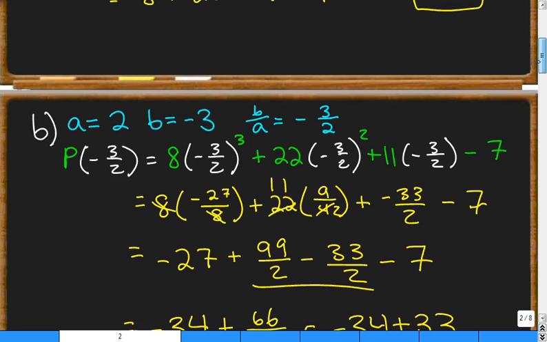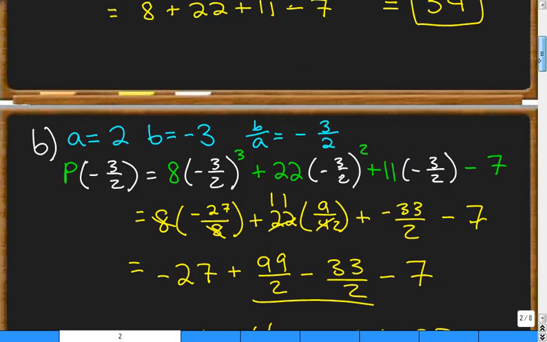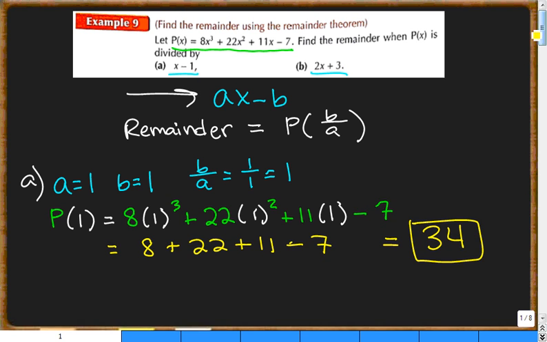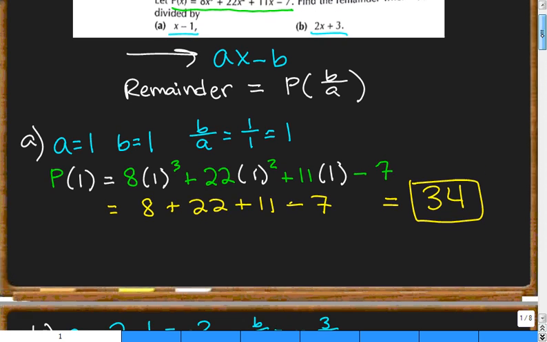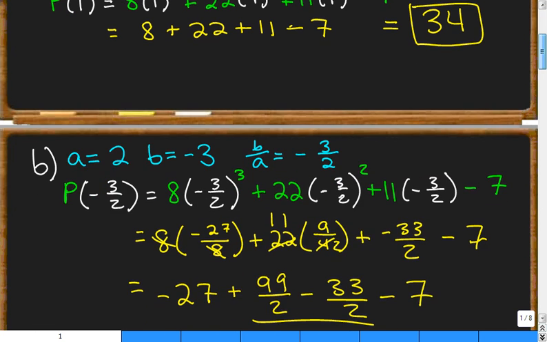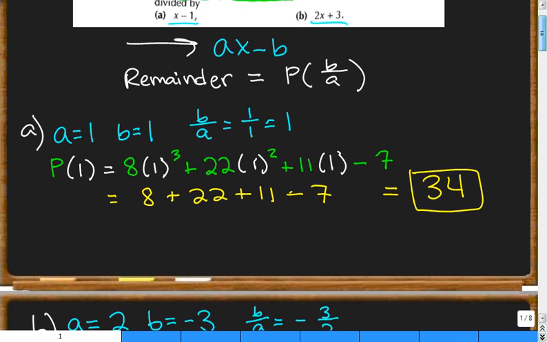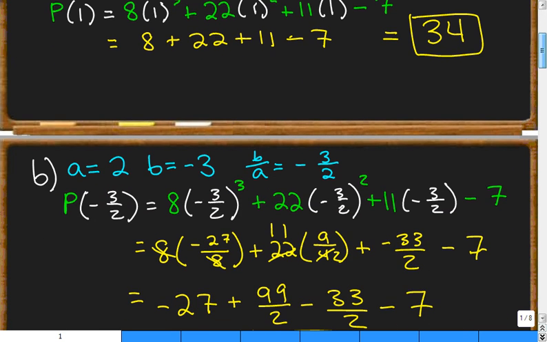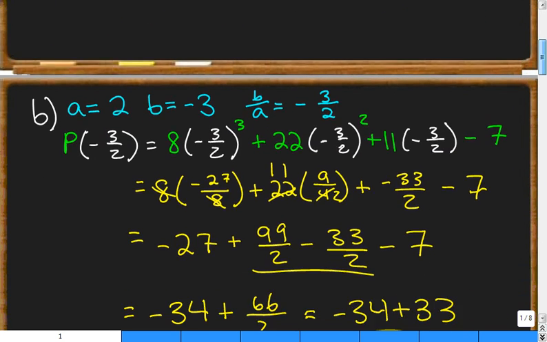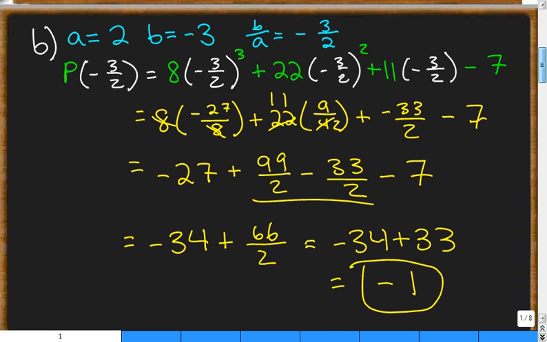So in each of these problems, we're taking our p of x and dividing by different numbers. And depending on what that is, we're ending up with different remaining values. So our remainder theorem tells us to apply this method, and we can end up with a remainder of 34 for our first divisor and negative 1 for our second.